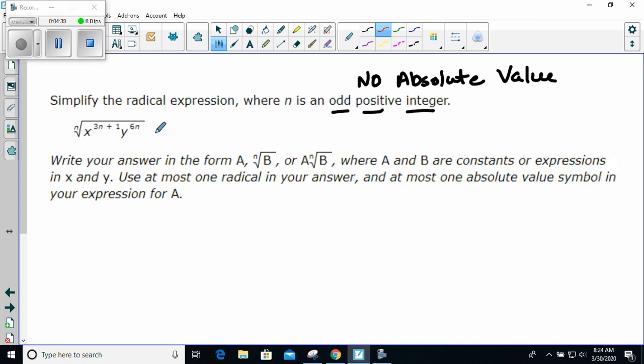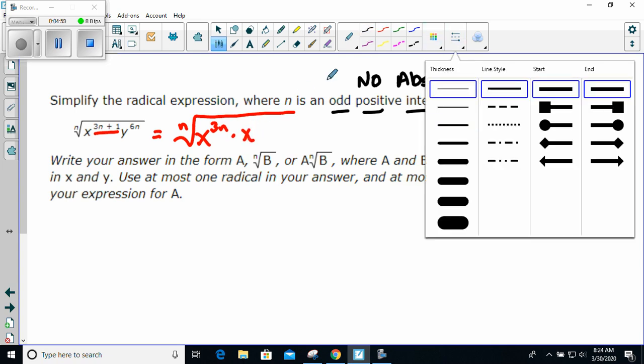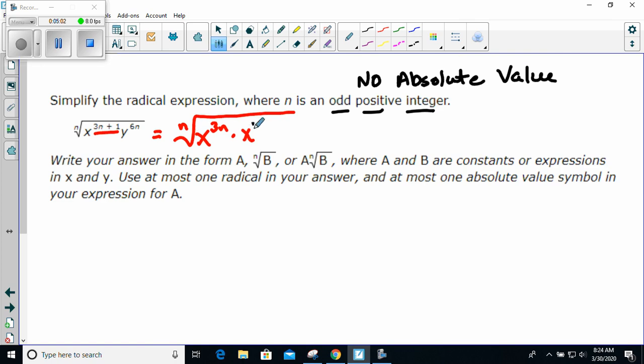In this problem, I'm really going to need to use the rules of exponents. So I have the nth root of. The reason why I need to do this is because 3n plus 1 is not divisible by n. So I'm going to break that thing apart to be x to the 3n times x. And remember, that is x to the 1st power. That's where I get the 3n plus 1, because when you multiply like bases, you add their exponents. So x to the 3n plus 1 can be rewritten as x to the 3n times x, times y to the 6n. And so we're only going to take the nth root of what is divisible by n.